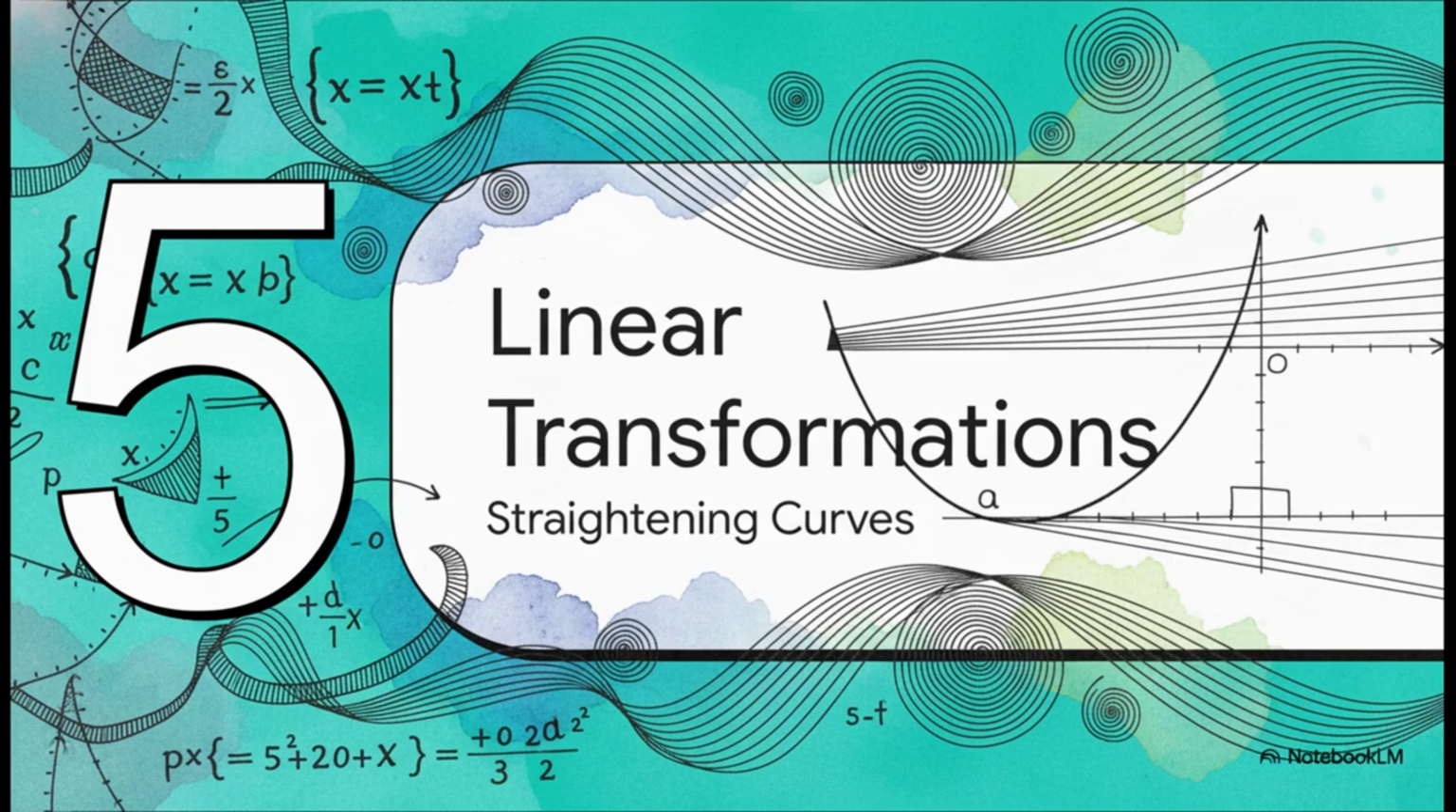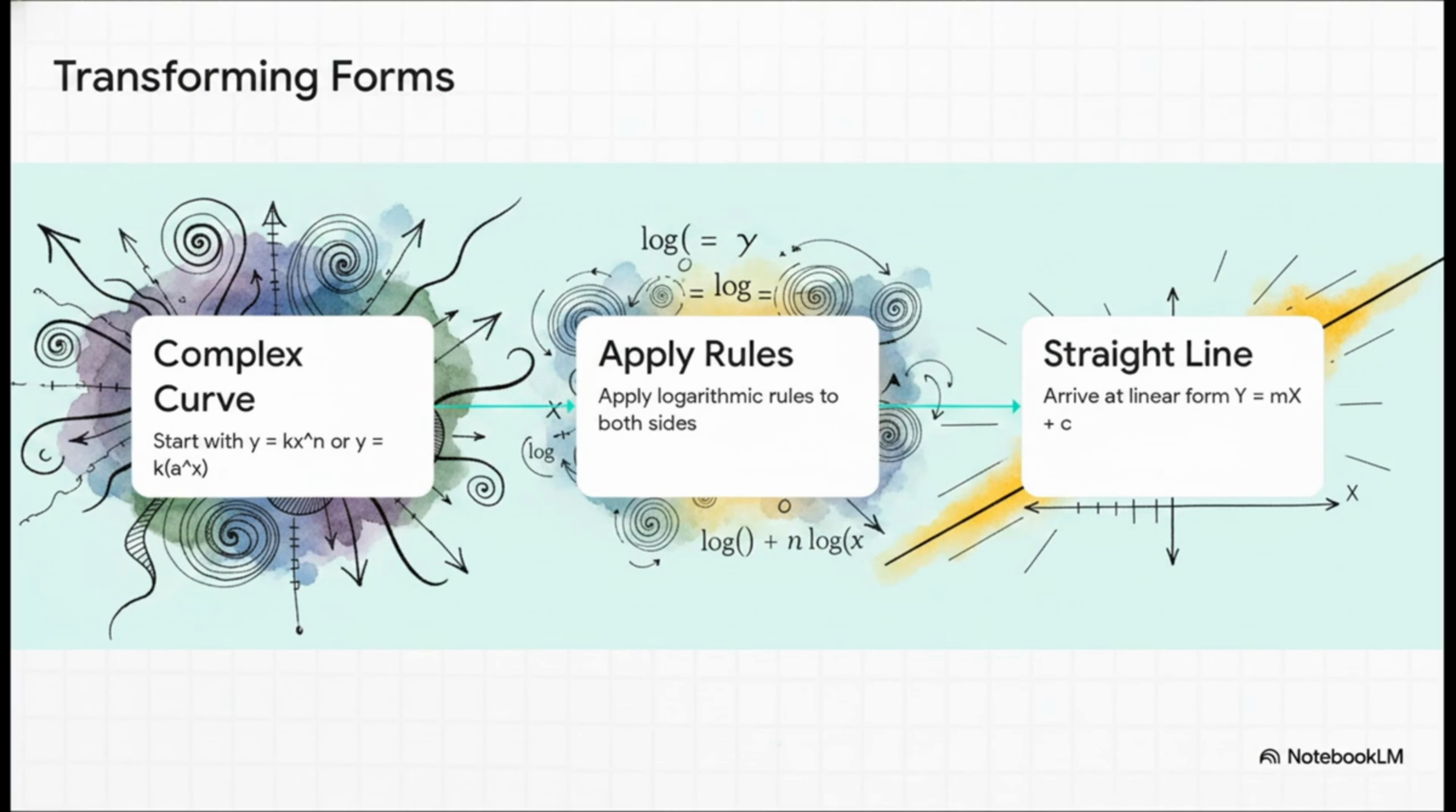Finally, let's hit section 5, transforming to linear forms, the power of straightening curves. So, the crucial point is this. In the real world, data rarely behaves nicely. Relationships usually take the form of incredibly complex curves, like y equals k times x to the power of n, or y equals k times a to the power of x. And let's be honest, those curves are notoriously difficult to analyze.